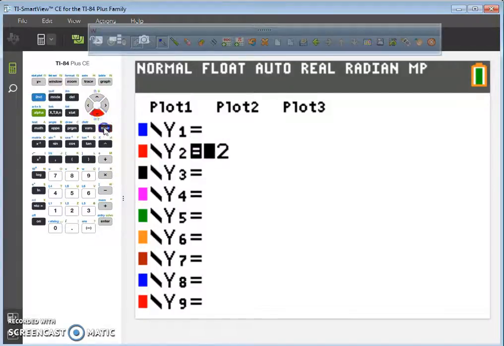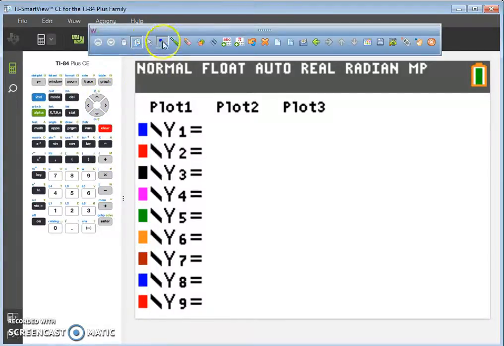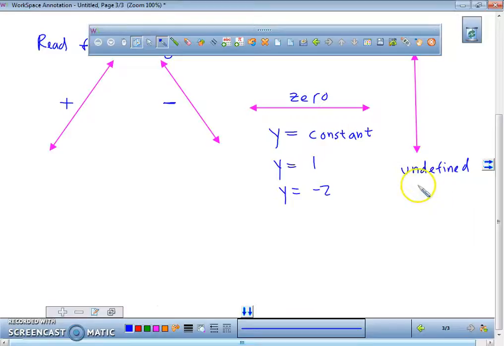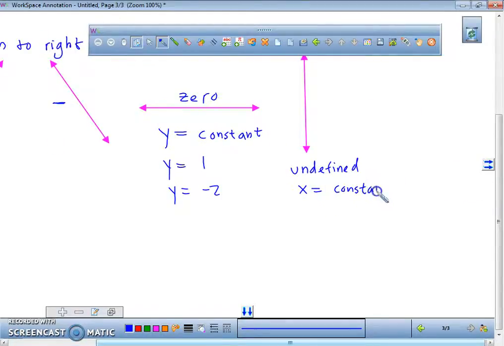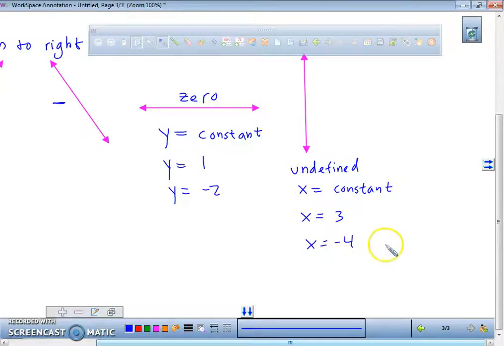However, vertical lines are always going to be x equals a constant. So it could be x equals 3 or x equals negative 4. All right? So these lines will be vertical, and the y equals will be horizontal.